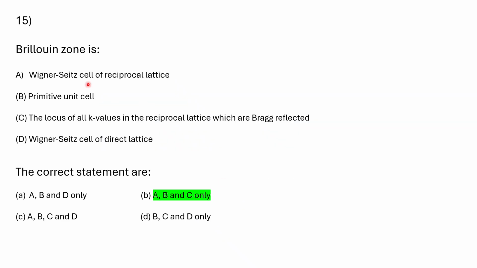The next question. Brillouin zone is Wigner-Seitz cell of reciprocal lattice? Yes. Primitive unit cell for reciprocal lattice? Yes. The locus of all k values in the reciprocal lattice which are reflected? Yes. Wigner-Seitz cell of direct lattice? No. क्योंकि ये reciprocal का है तो not direct lattice. So here option A, B, and C are the correct answer.